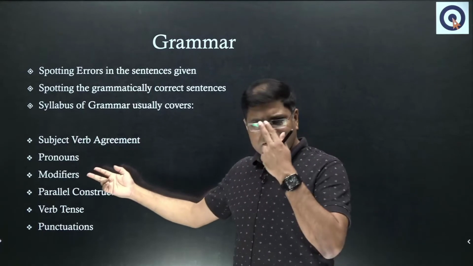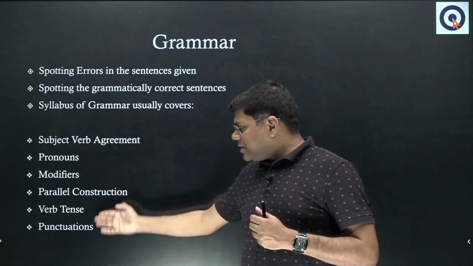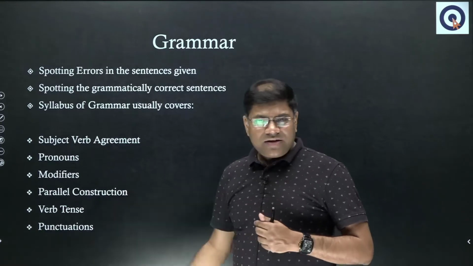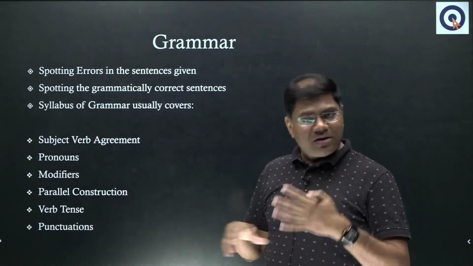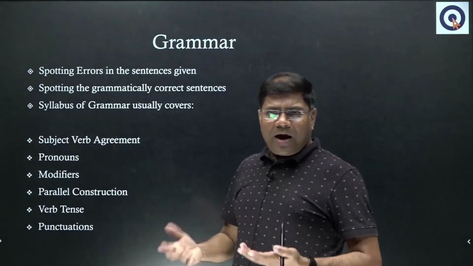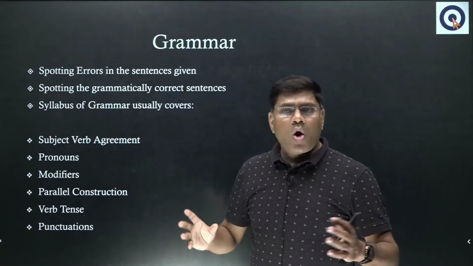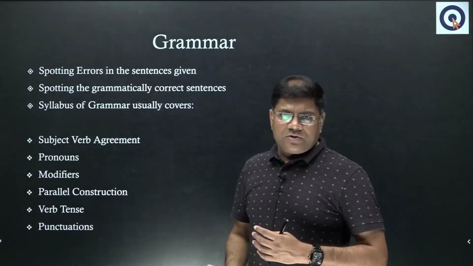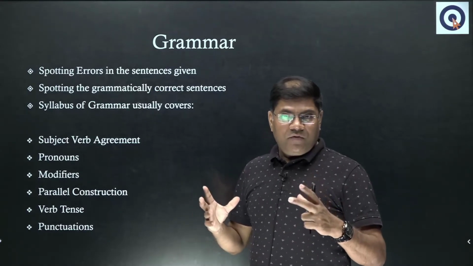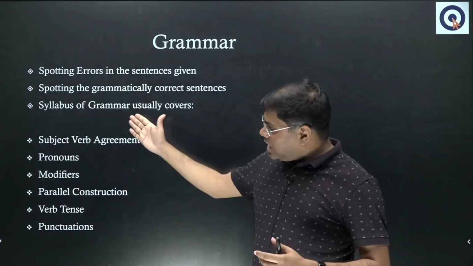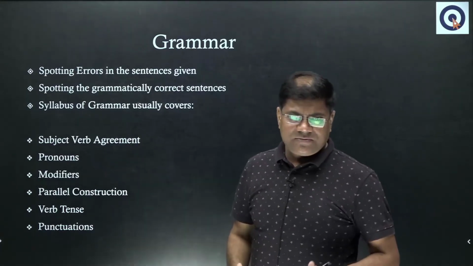Then come the pronouns, the modifiers. You have parallel construction, verb tense, punctuation. Apart from this, you might add article usage, determiners, prepositions, conjunctions and all those things. But primarily speaking, if you cover all these topics, then you would get a fair grip on all the other topics as well. So if you're preparing for CUET grammar and you want to know which topics I should do, then these are the ones that are fundamentally important and you can ignore the rest.